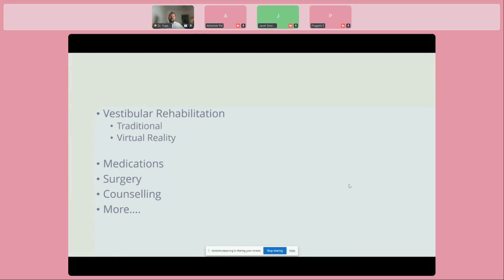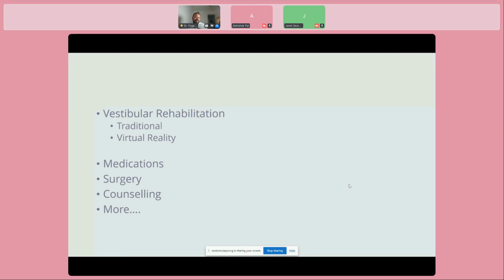Okay, so that's the overall concept of the vestibular system and the existing scenario for patients and where we stand as audiologists. So what are the treatment options? Let's first look at this.